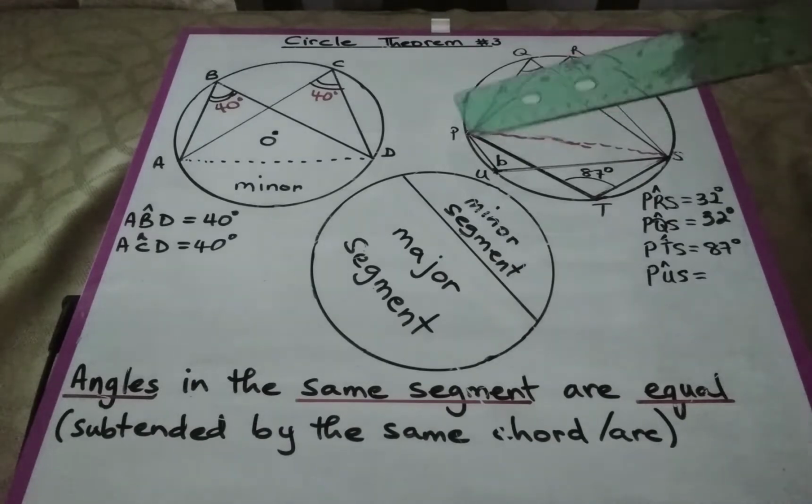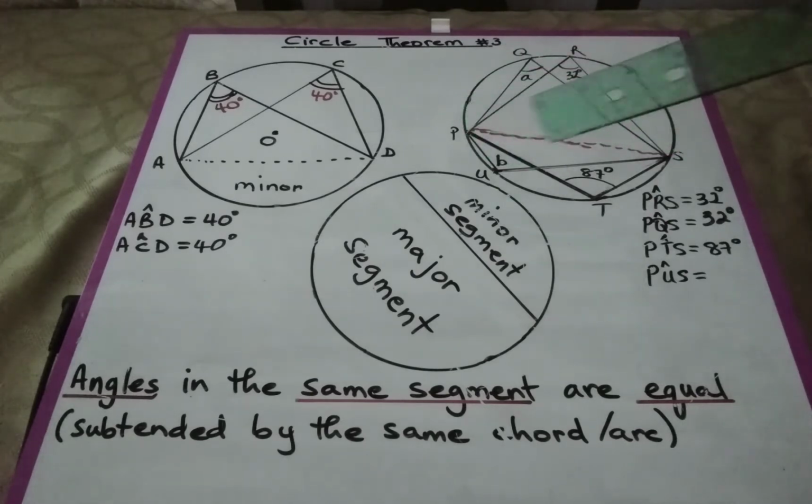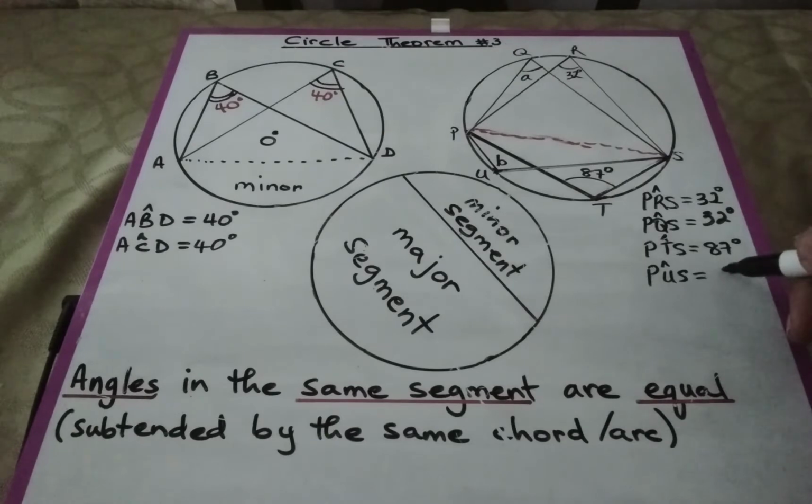And below this segment, you have 87 here for PTS. So PUS would also be 87 because they're in the same segment. And that's it for the third circle theorem.